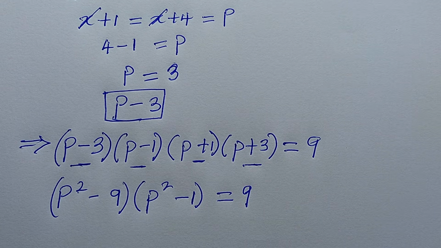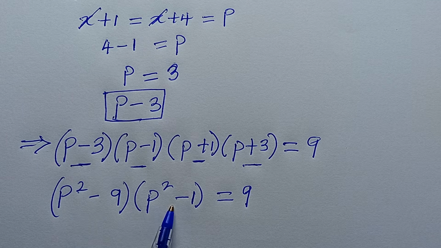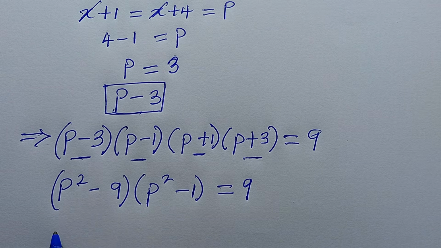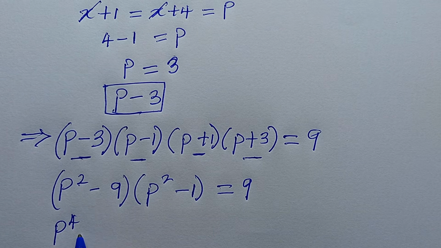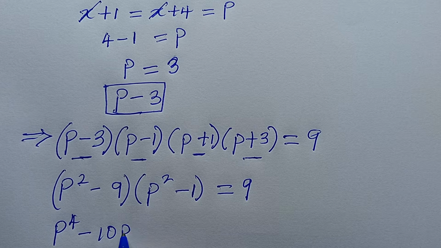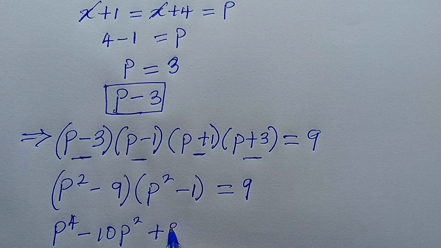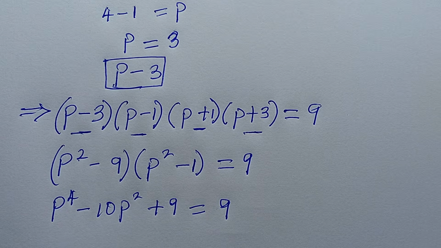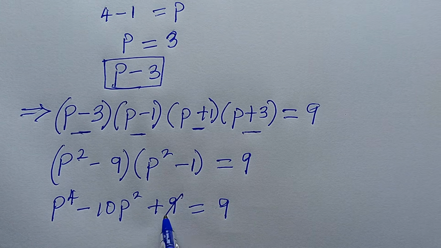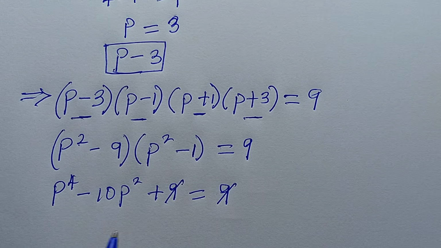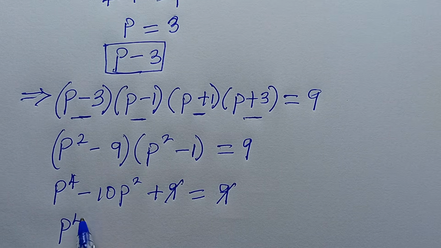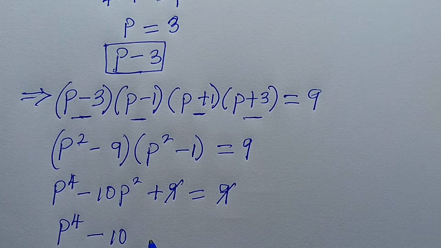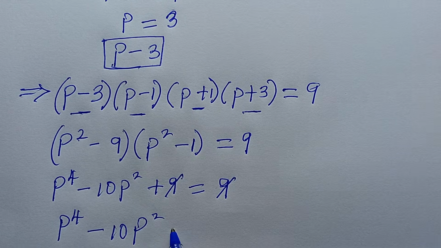I believe there's no confusion. And if we go ahead to open up this bracket here, then we're going to have p to the power of 4 minus 10 p to the power of 2 plus 9 equal to 9 on this other side. Now, because we're having 9 here and 9 here, they will cancel out. We are now left with p to the power of 4 minus 10 p to the power of 2 equal to 0.